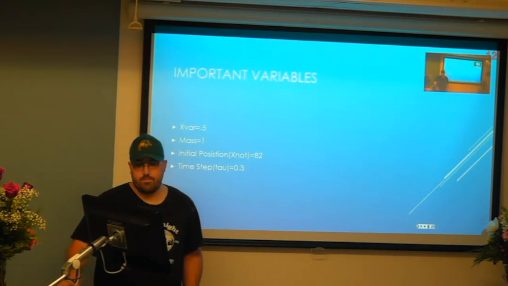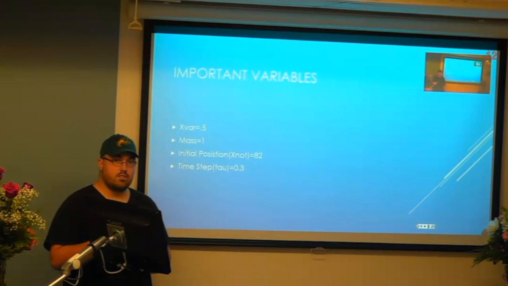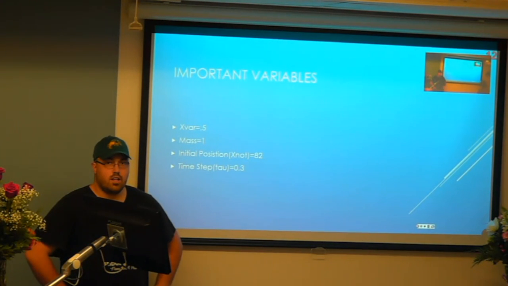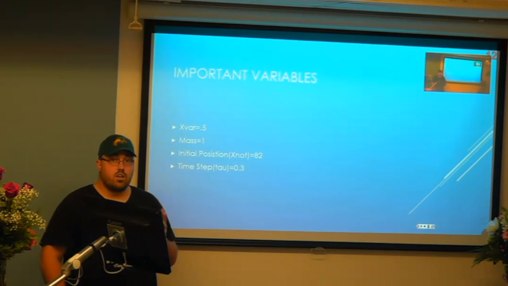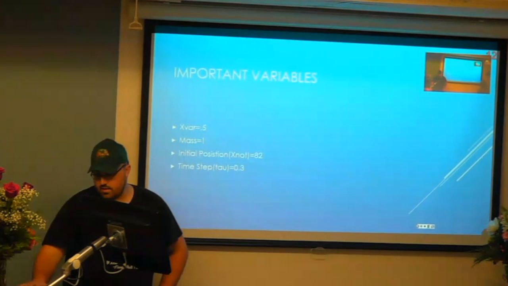So these are some important variables that I used. X var is the width of the electron wave packet, the mass. These are all in atomic units. The mass is just 1. The initial position is just where I started it.